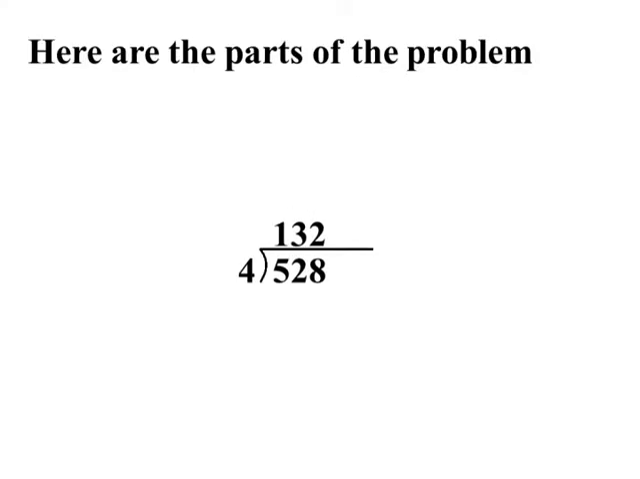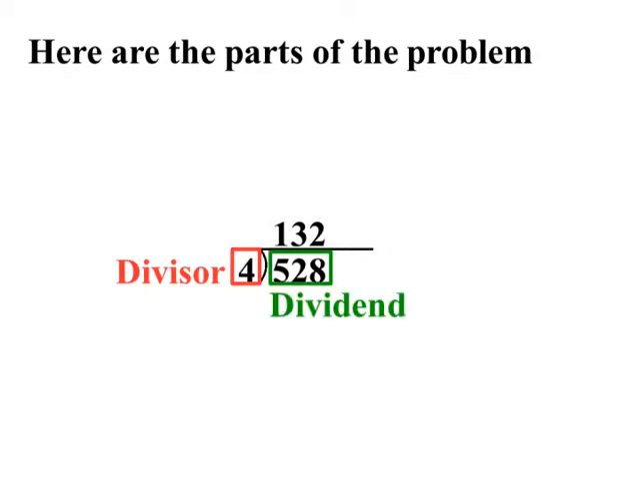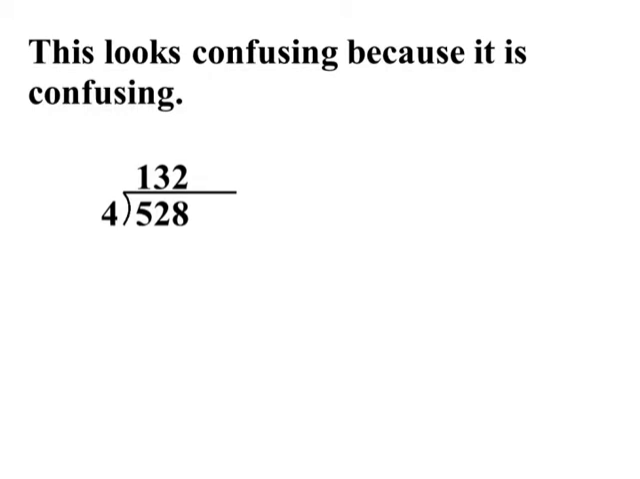First, a quick review of the vocabulary. This number is the divisor, this is the dividend, and this is the quotient. First, let's look at the way the long division algorithm is usually presented. Let's say you want to divide 4 into 528. In real life, you would probably just use a calculator to get the answer of 132. But let's look at the way a textbook might explain the problem.